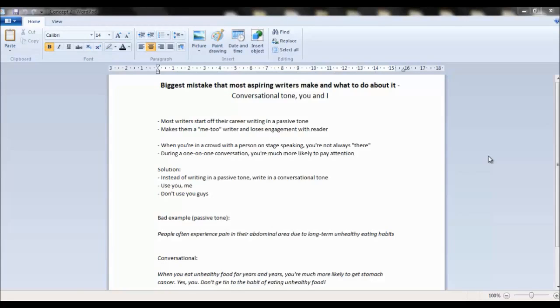So the solution to not losing your reader is, instead of writing in a passive tone, write in a conversational tone. Use you and me, and avoid using "you guys." "You guys" is a big one. If you go on YouTube and see vlog videos from aspiring vloggers, or even some pretty big vloggers, they always use "you guys," and that is probably not the best approach when you're trying to create a masterpiece how-to article.